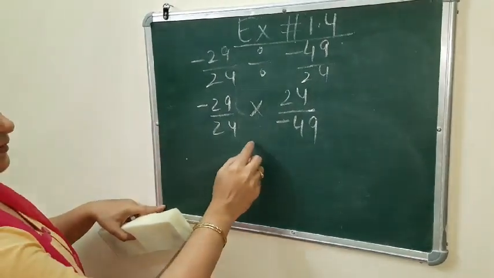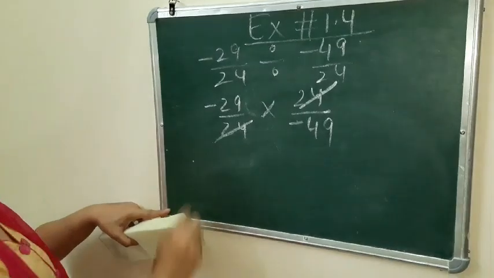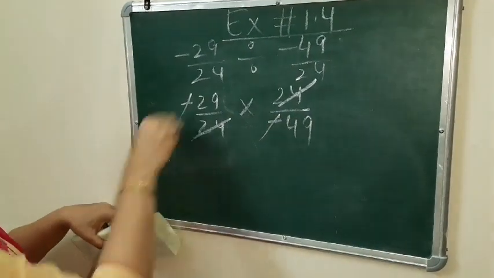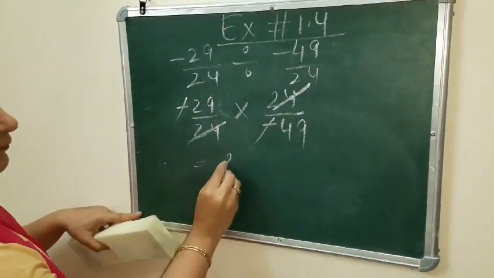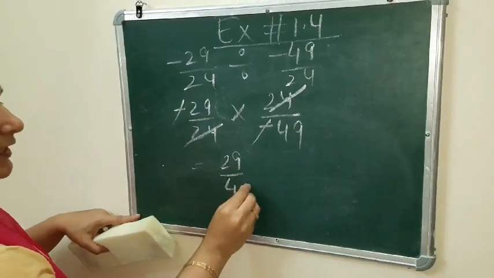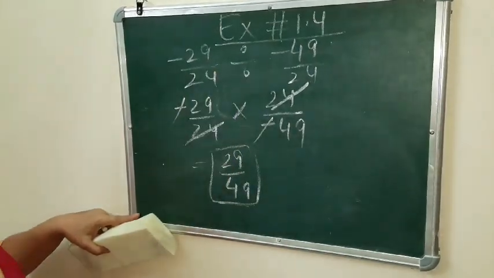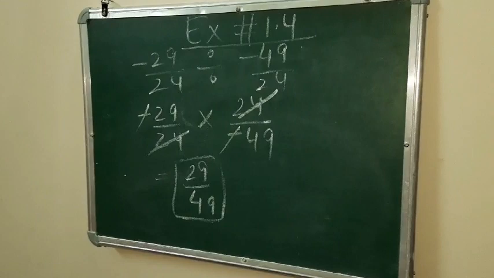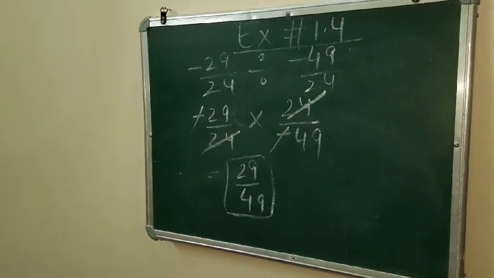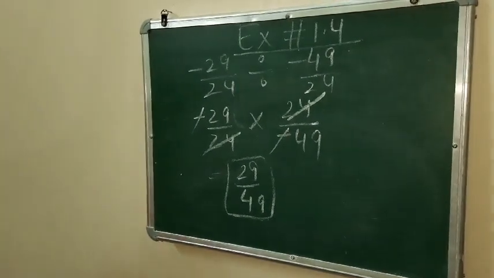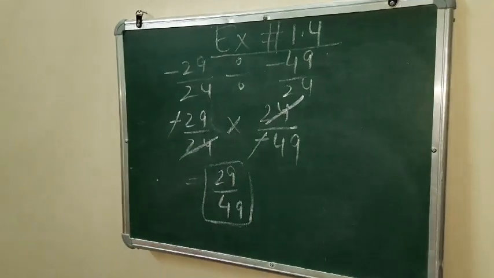Now 24 and 24 will cut, minus and minus will cut, so you are left with 29 upon 49, which will be your answer. So your answer for this question is 29 upon 14. Now question number 7 you will be doing yourself.